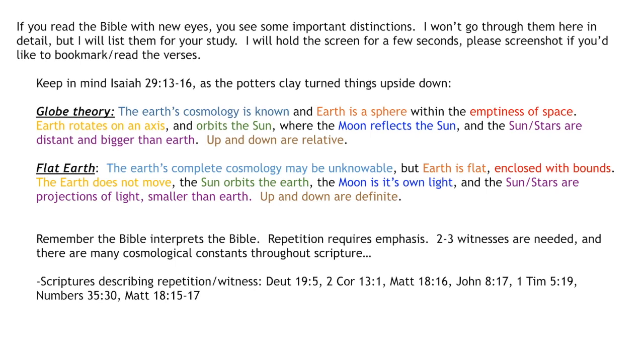Within a flat cosmology, the Earth's complete cosmology may be unknowable, but Earth is flat, enclosed with bounds. The Earth does not move. The sun orbits the Earth. The moon is its own light, and the sun and stars are projections of light smaller than Earth, and up and down are definite. Remember, the Bible interprets the Bible.